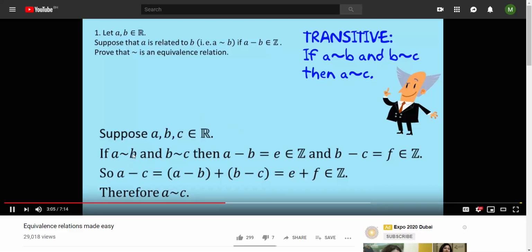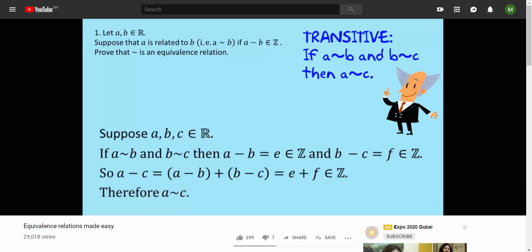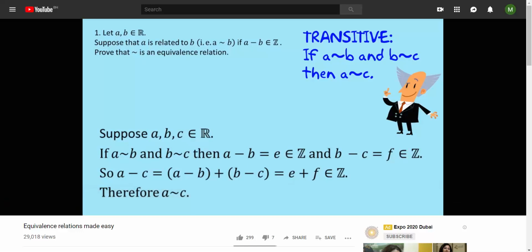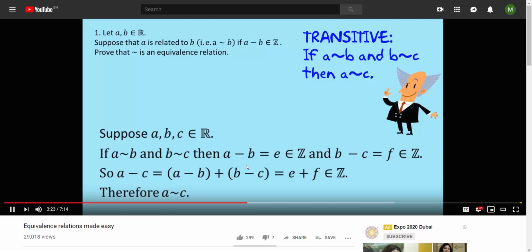A minus B equals B minus. So we added both of these.